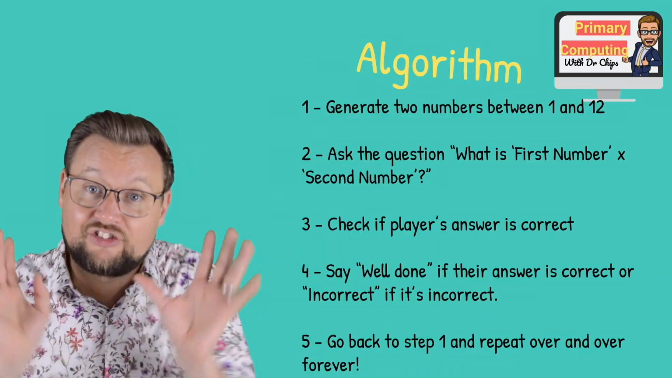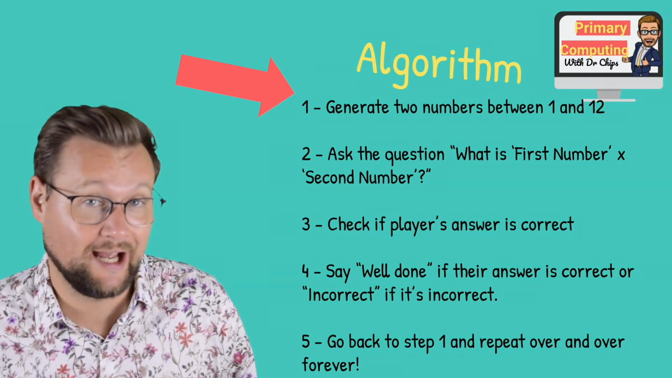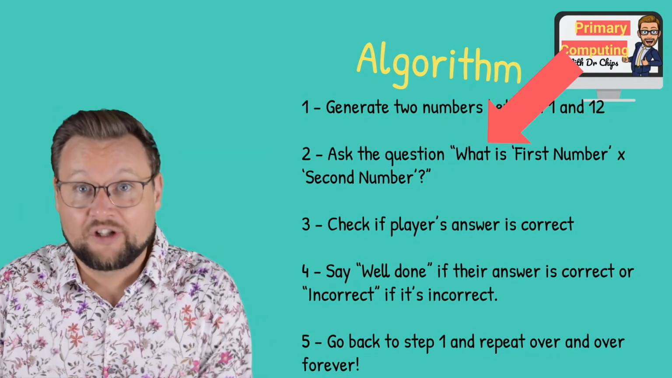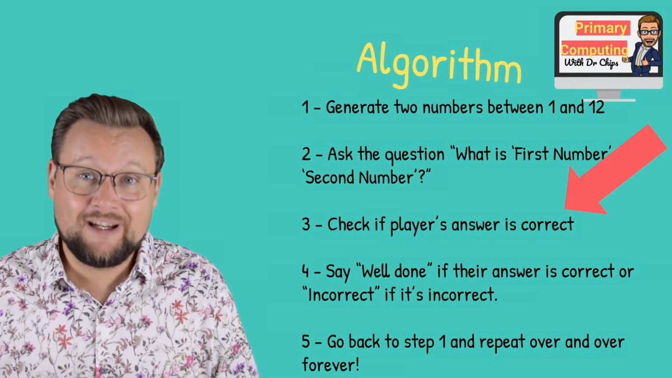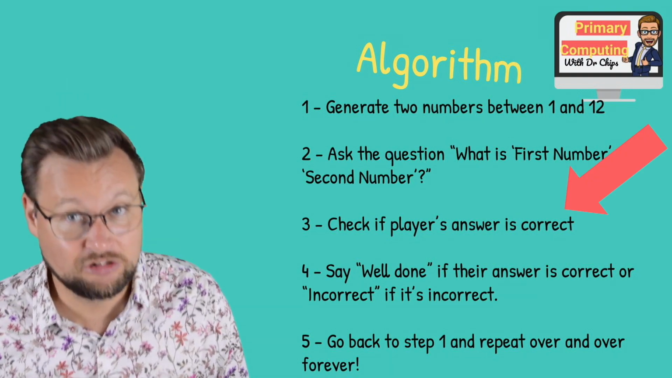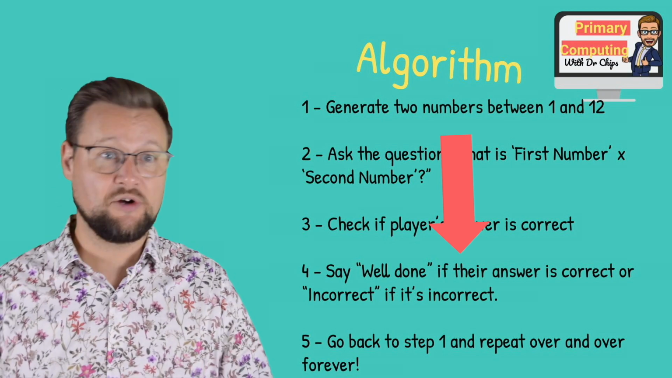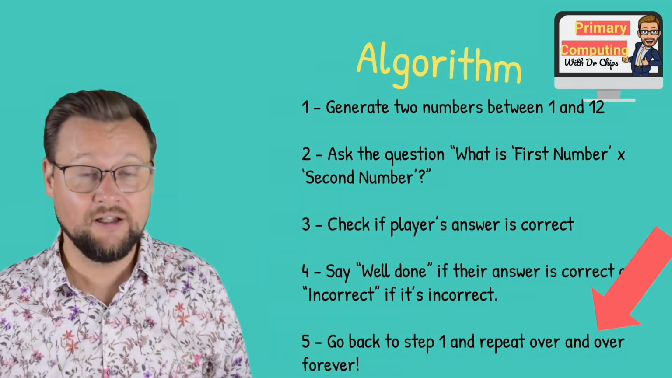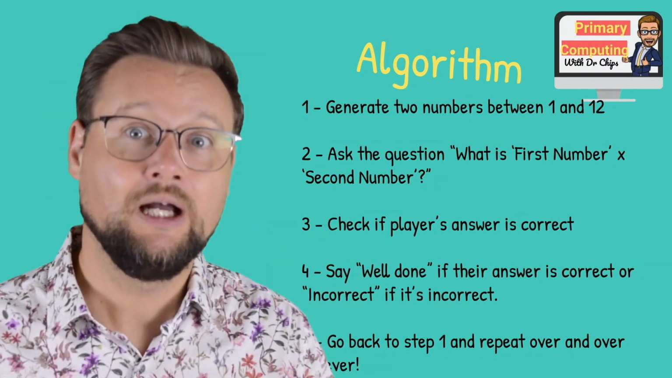Excellent, well done everyone. So, how does your algorithm compare to mine? And remember, they don't have to be exactly the same as we write our algorithm in whatever form suits us. But let's see if you've got the same key steps. So you can see with mine that step 1 was to generate two numbers between 1 and 12 for our question. Step 2 is to ask the question by saying what is the first number times the second number. Step 3 is to check if the player's answer matches the correct answer. Step 4 is to say well done if they're correct and incorrect if they're incorrect. And then step 5 is just to go back to step 1 and repeat over and over and over. Let's not get into that again.